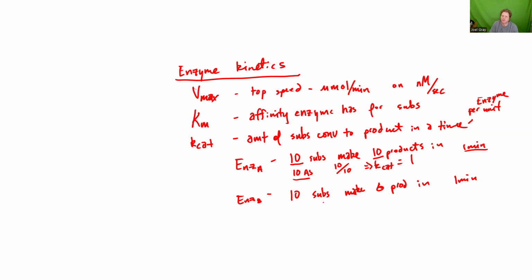Enzyme B, well, you learn a little bit more about the structure and you learn that it only has one active site. So what we're comparing when we look at kcats is how effective each active site is. I'm going to rephrase this. Kcat is active site efficiency.